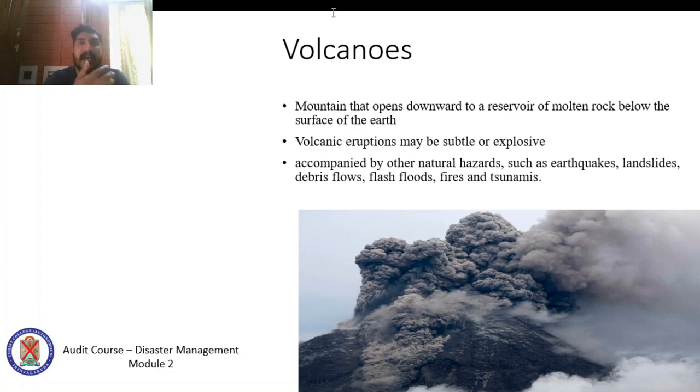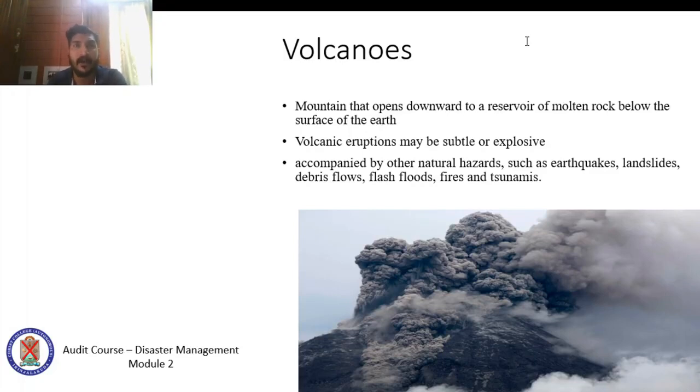When pressure from the gases within the molten rock becomes too great, an eruption occurs. An eruption can be quiet or explosive. There may be lava flows, flattened landscapes, the extrusion of poisonous gases, and flying rocks and ash that can sometimes travel up to miles of distance. The volcanic eruption may be subtle or explosive and can produce dangerous lava flows.